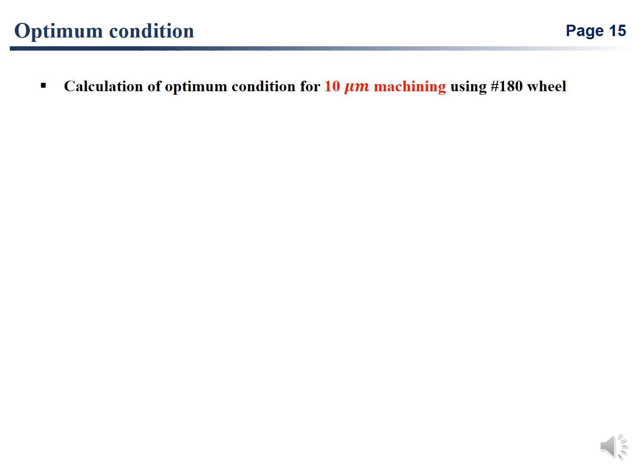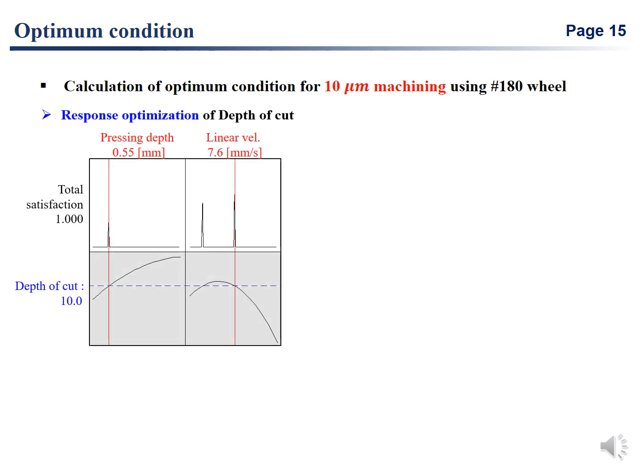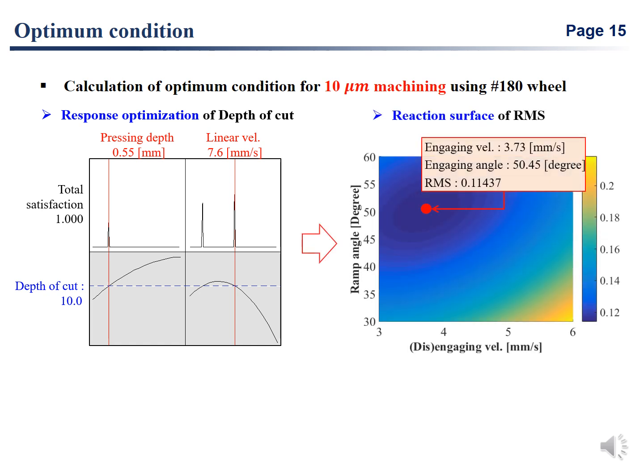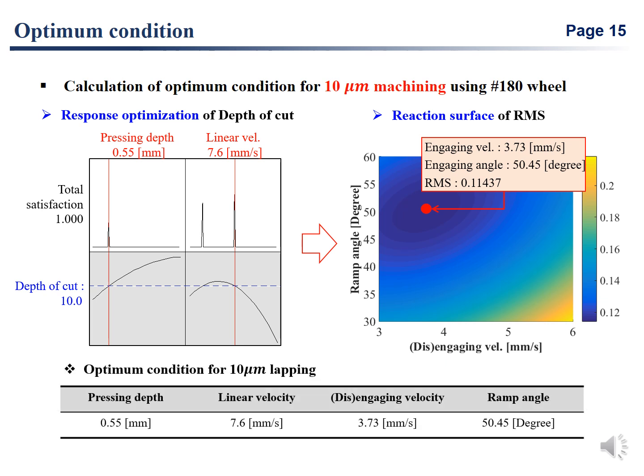To confirm the accuracy of the regression equations, I set a 10 micrometer depth of cut as a target. Here, I first utilize the response optimization tool for depth of cut to find the factors that make the response fit the target. After that, the calculated vector value is substituted into the RMS regression equation. Through that, I generate the response surface to find the factor values that have the minimum RMS value. Finally, we can get the optimum condition for 10 micrometer machining.